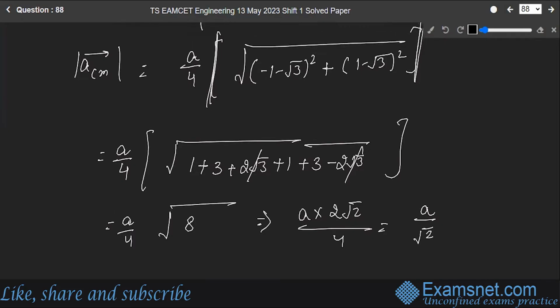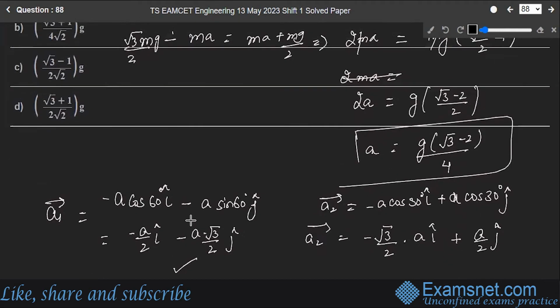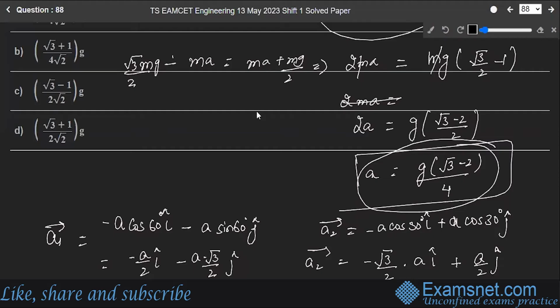Now, the answer is given in the question in somewhat this form: a upon root 2. What was a equal to? We just solved, a is equal to this. A small correction: this was mg by 2, so this was supposed to be 1 by 2 over here. So it will be minus 1. I'm repeating, this was mg by 2, so it was supposed to be 1 by 2. This will be root 3 minus 1.